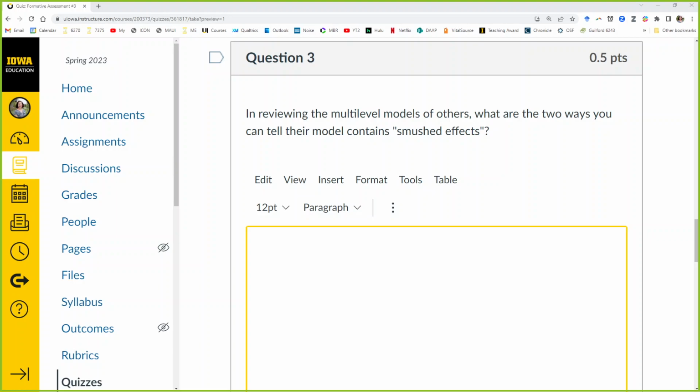So it's less obvious, I would say, in the world of single level SEM when you're dealing with smushed effects. You have to do a little bit of detective work. But generally speaking, any variable that's measured over time is probably going to have level 2 variation in it that needs to be represented in the model somehow, a box or a circle.